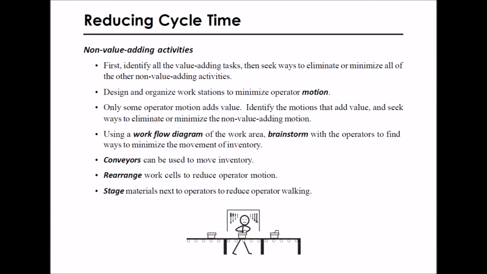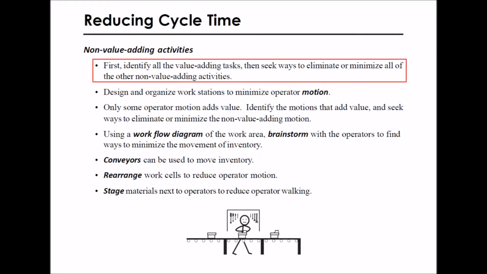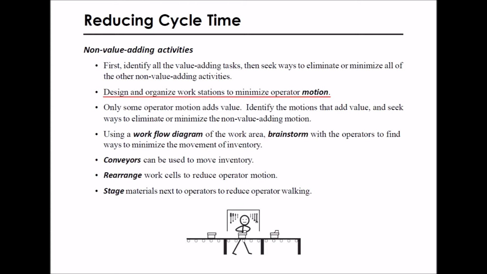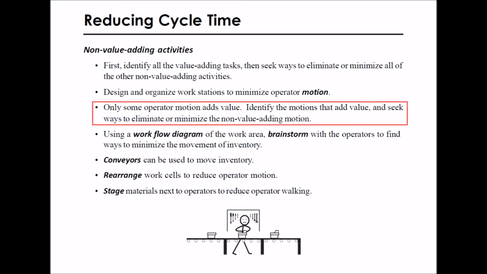Identify non-value-adding activities like walking and find ways to eliminate or minimize them. First, identify all the tasks that add value for the customer, then seek out ways to eliminate or minimize all the other activities. Design workstations and processes to minimize operator motion. Only some operator motion adds value. Identify the motions that do add value and seek ways to eliminate or minimize the non-value-adding motion.